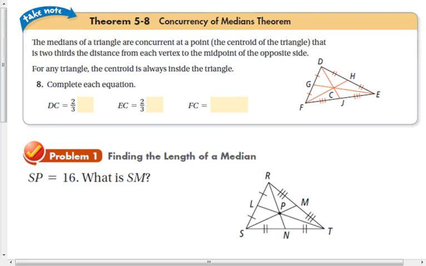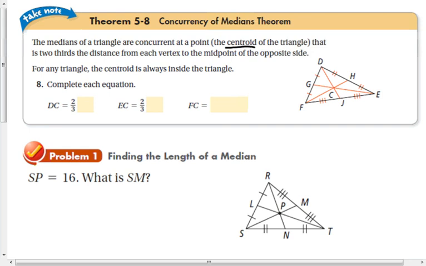All right, theorem 5.8, concurrency of medians theorem. The medians of a triangle are concurrent at a point, which is called the centroid. Another one of those words you need to know, of a triangle that is 2/3 the distance from each vertex to the midpoint on the opposite side.